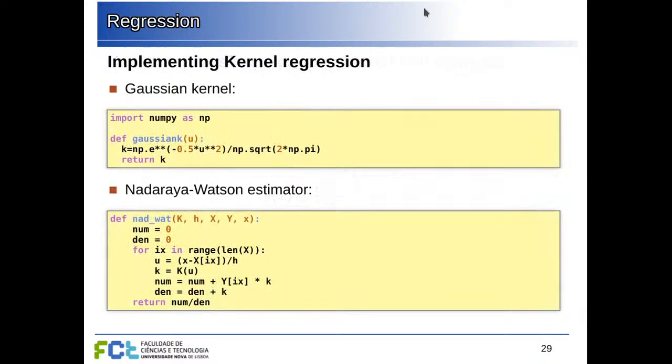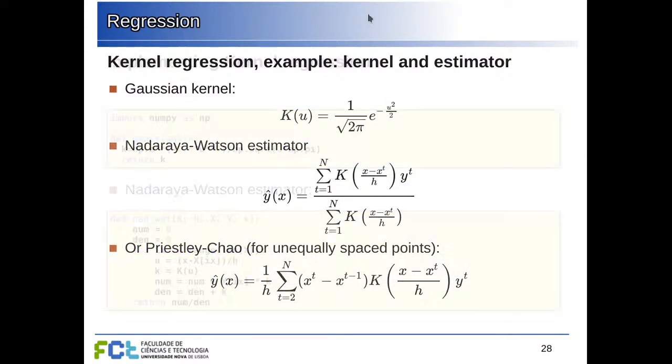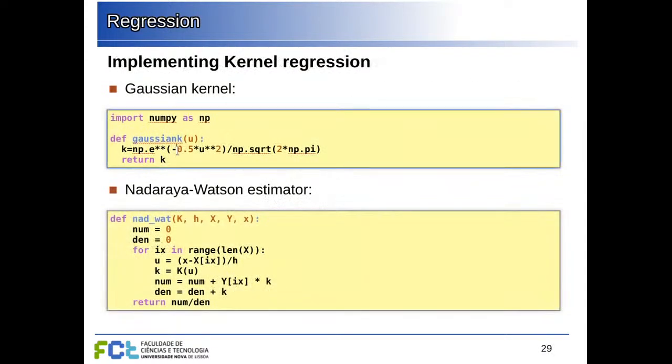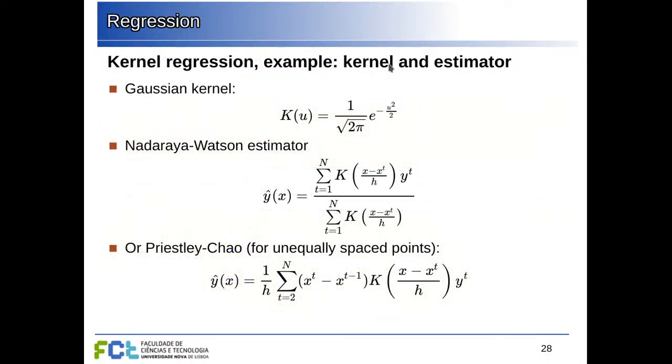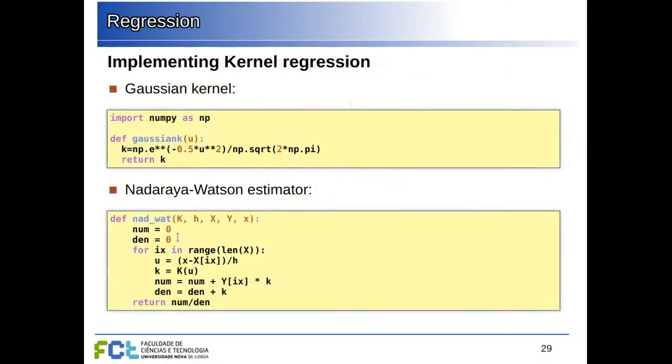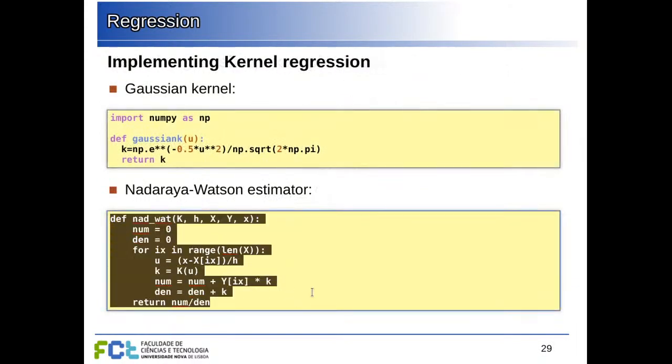So let's just implement these two. This is the Gaussian function. So this is just a transcription of this expression here: e raised to minus 1/2 of u squared, divided by the square root of 2 pi. This is the function for the Gaussian curve. And this is the Nadaraya-Watson estimator.